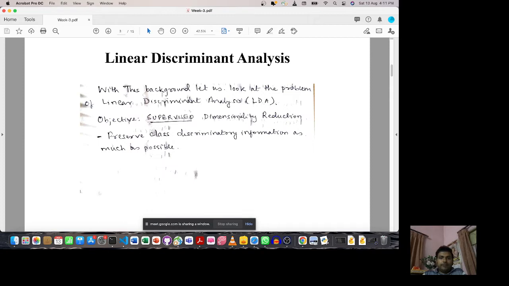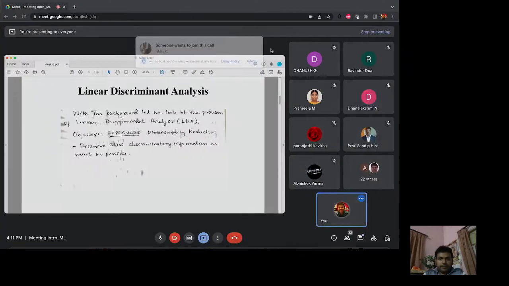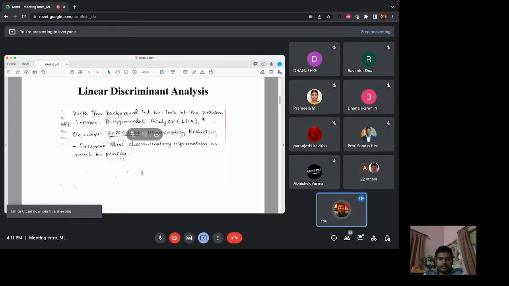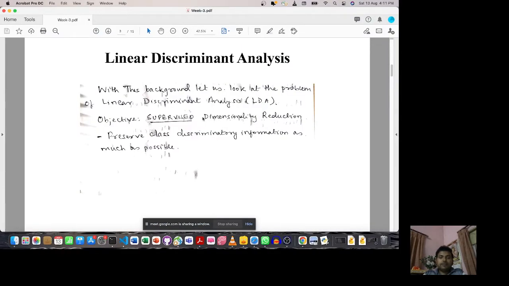So with this background, we'll look at the problem of linear discriminant analysis. If you have had a chance to look at PCA, the first thing you will learn is that PCA is unsupervised. Linear discriminant analysis, on the other hand, is a supervised dimensionality reduction method. Why do we call it supervised? We use the class information that is given to us as part of the classification problem, to retain the class discriminatory information as much as possible.